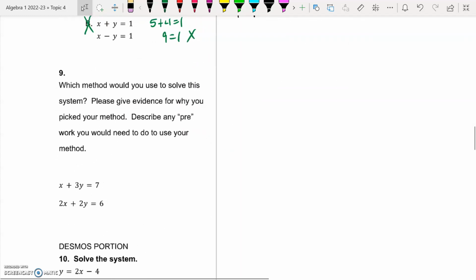Number 9, it says, which method would you use to solve this system? Please give evidence for why you picked your method. Describe any pre-work you would need to do to use your method. So it's kind of up to you on how you want to do it. You can use either method.